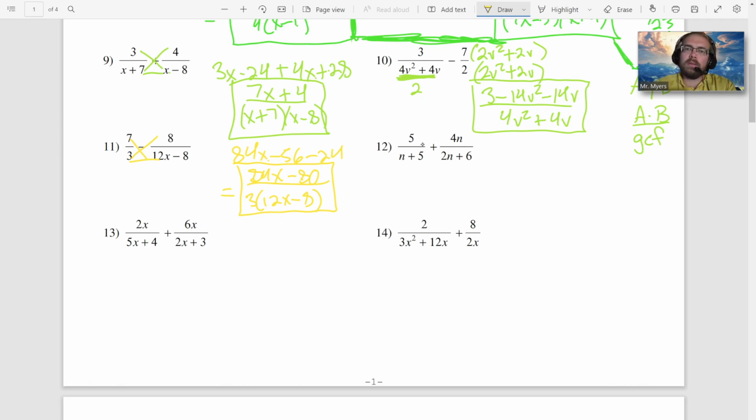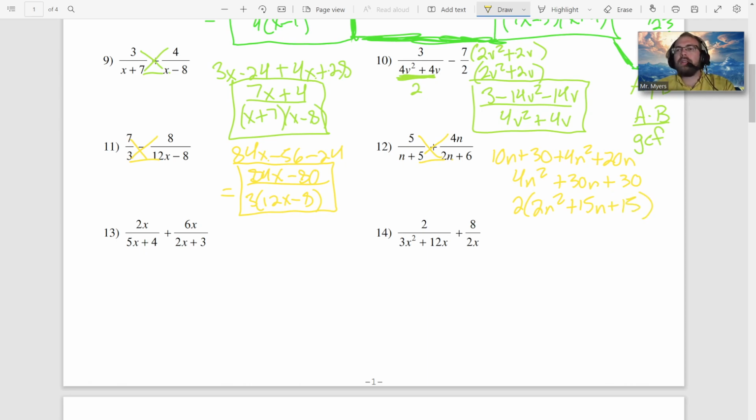All right. These two don't have anything in common, so crisscross applesauce. That's going to be 5 times 2n plus 6. That's 10n plus 30. 4n times n plus 5 is going to be 4n squared plus 20n. Okie dokie. So then we have 4n squared, and then we have plus 30n plus 30. And that factors a little bit. Let's see. So take out a 2. 2n squared plus 15n plus 15.